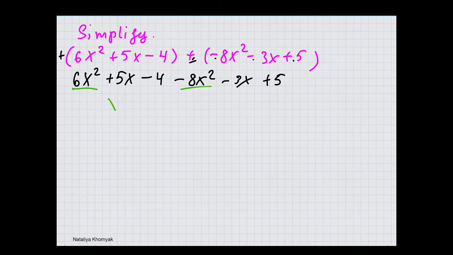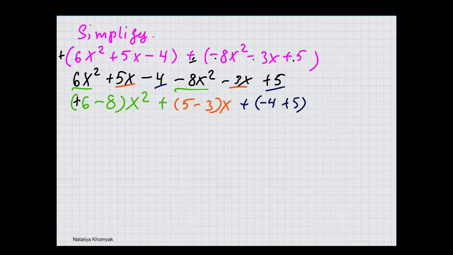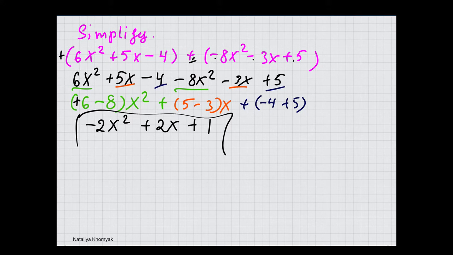So we have x to the second, we have 6 and minus 8, plus we have x, we have 5 and negative 3 of x, plus, and we have numbers. We have negative 4 and positive 5. Different signs, we look for difference, which would be 2. We had more negative, so it's negative 2x to the second. Here we have more positives, so it's plus 2x. Here we have more positives, so plus 1. And this is our solution.